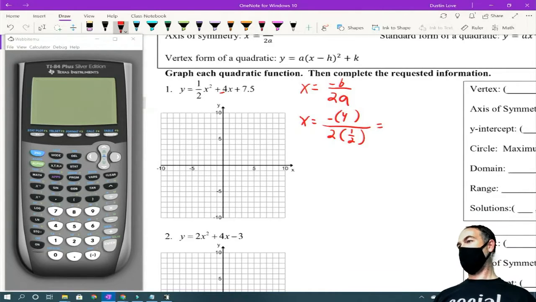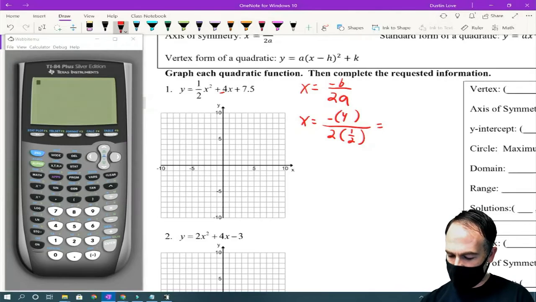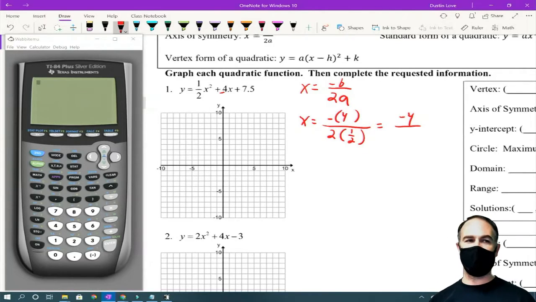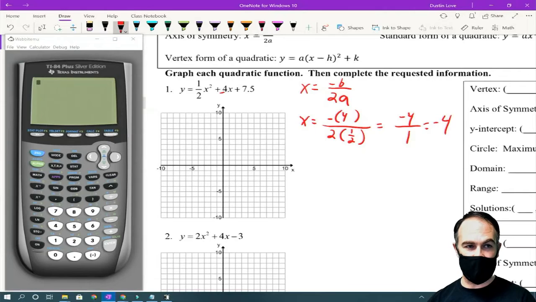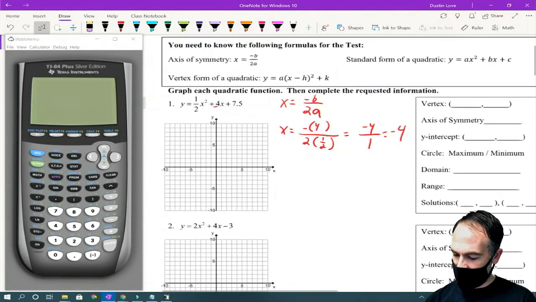Now I see students who are making mistakes on this particular spot. Make sure you simplify the top and bottom before you move on to anything else. So that numerator is going to be negative 4. The denominator is going to be 2 times 1/2, which is just 1. So the whole thing simplifies down to x equals negative 4. So axis of symmetry.